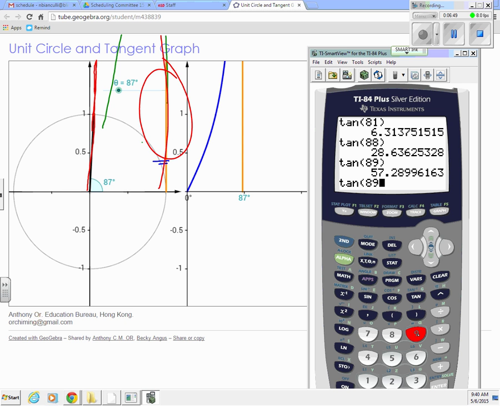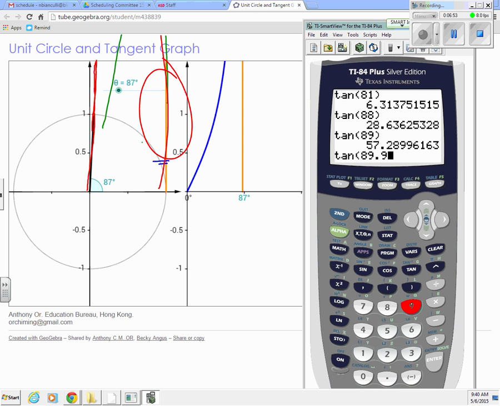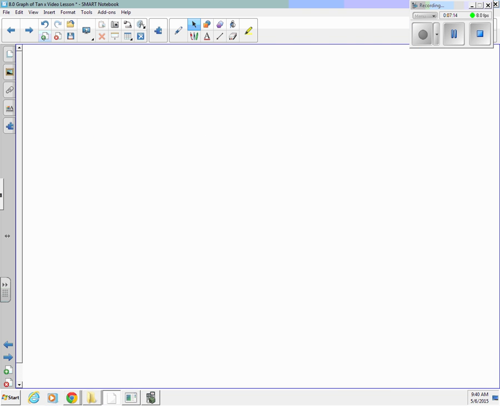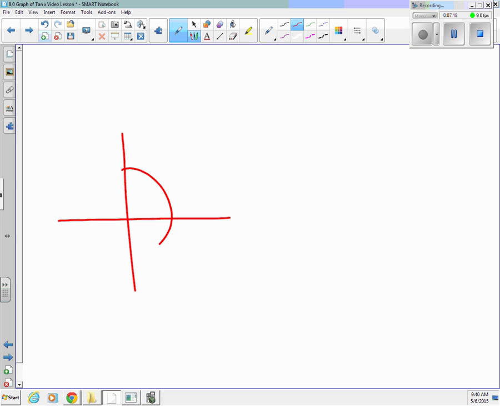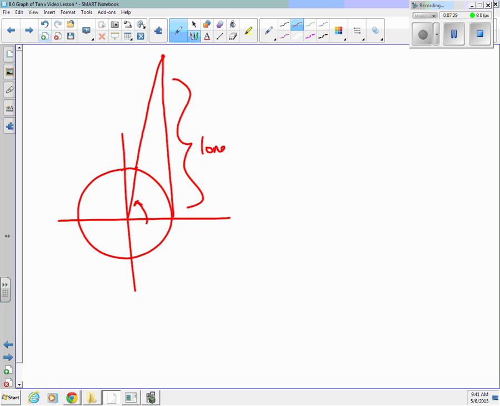Tan of 89.9, I get 572. Tan of 89.99999, I get 5,729,577. The closer I get to 90 degrees, the higher this value is going to get. If I had a very steep angle, my tangent segment is going to be very long. As I get closer and closer to 90 degrees, this thing just keeps growing and growing off the page. I can't even fit it on here at that particular angle I chose.